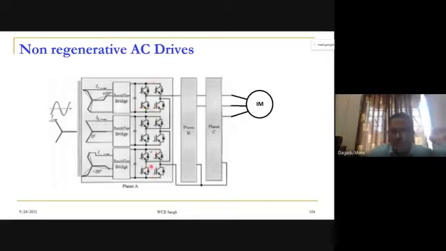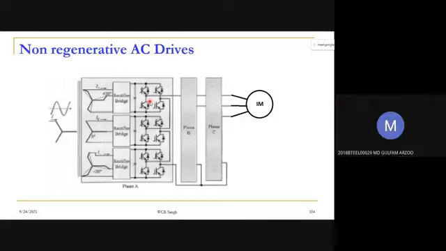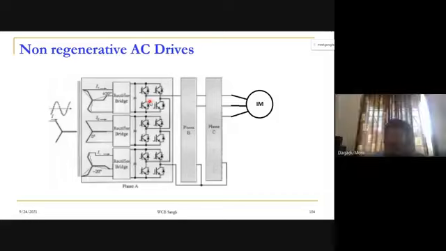So what is the level number when we connect 3 H bridges in series or cascade? What should be the level of the cascaded H bridge multi-level inverter? Hello, am I audible? A response is required. 5, sir.